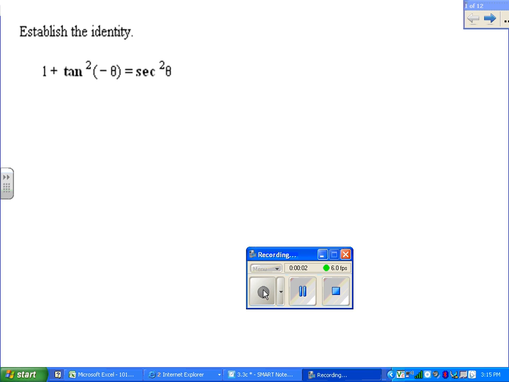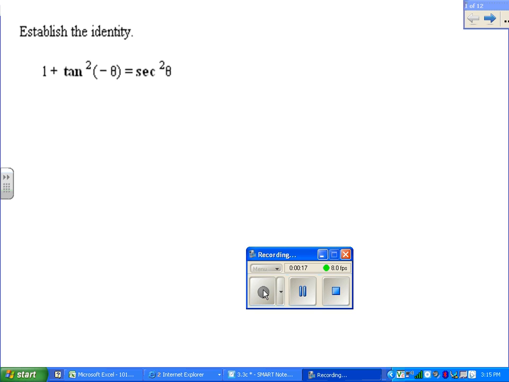Okay, this is now the third video on lesson 3.3, and so far, in the second video, we've talked about a lot of strategies that we're going to use. So now we're going to implement these strategies to verify all these identities.